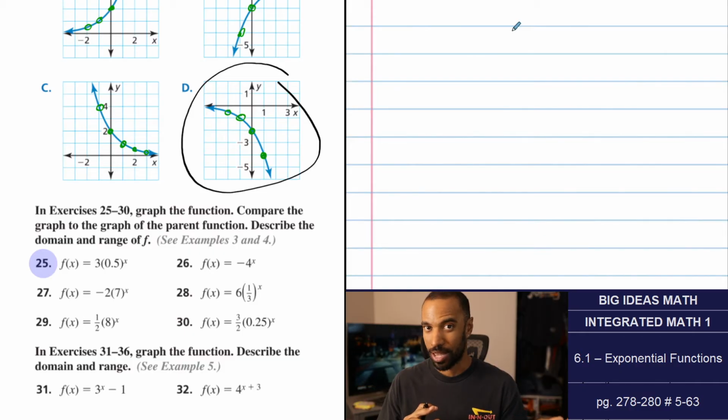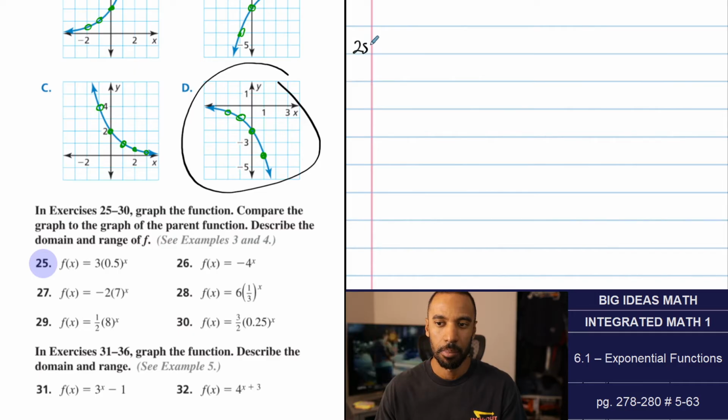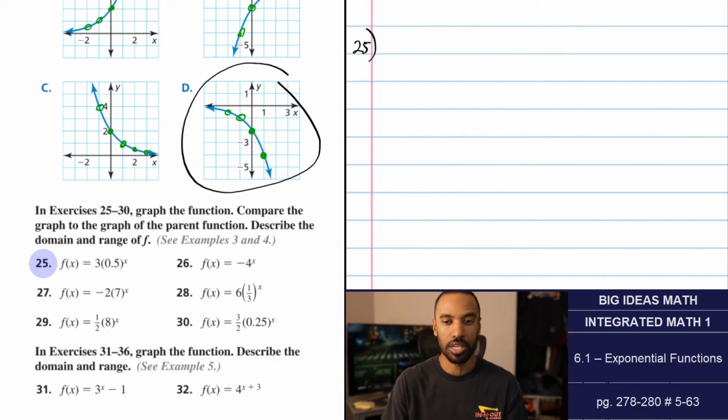But I already did the slowing down and teaching, if that makes sense. So now I'm not going to fully whiz bang, but I'm going to talk about these a little more quickly. We do have more things to do, though. They say, compare the graph to the graph of the parent function, describe the domain and range of f.